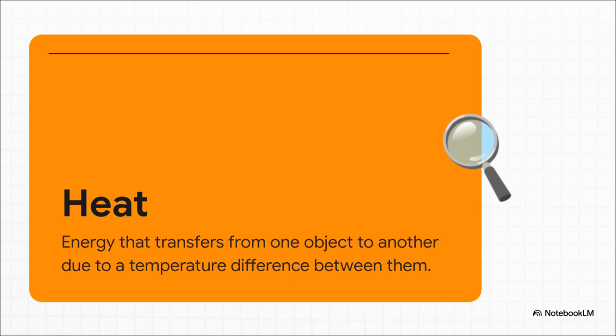Heat, on the other hand, is all about the flow of that energy. It's energy on the move. And just like water always flows downhill, heat always moves from something with a higher temperature to something with a lower temperature. Always. It's the energy that's in transit.